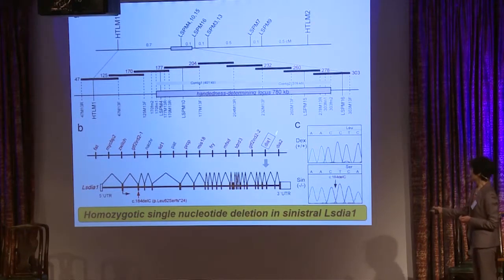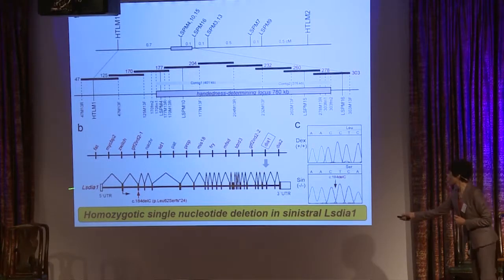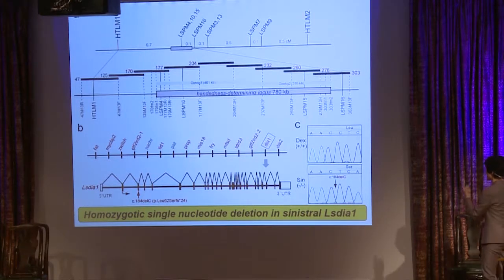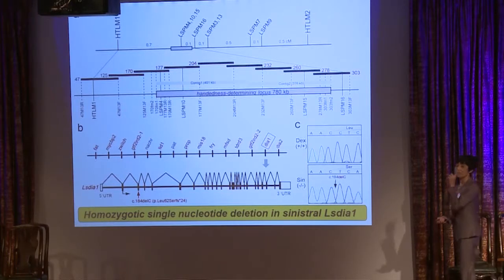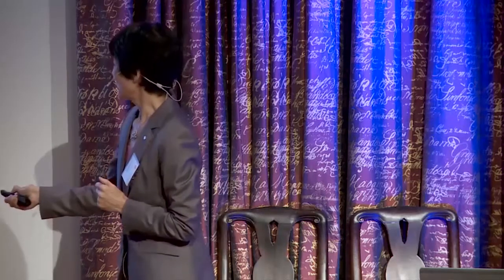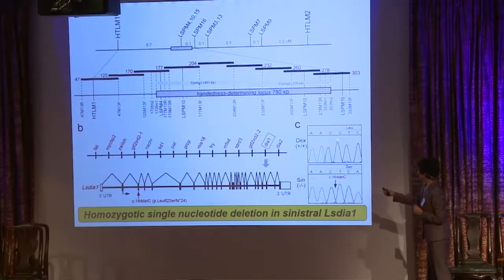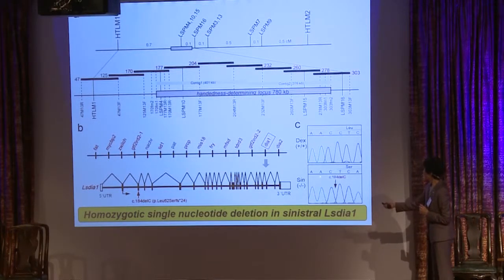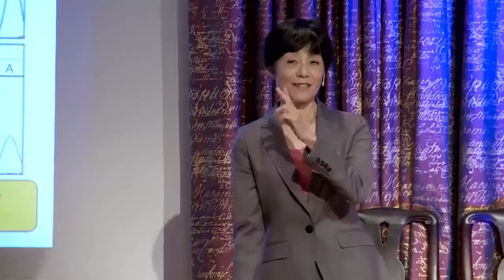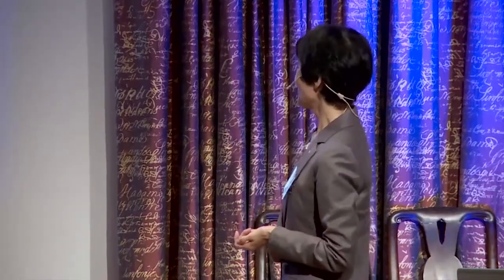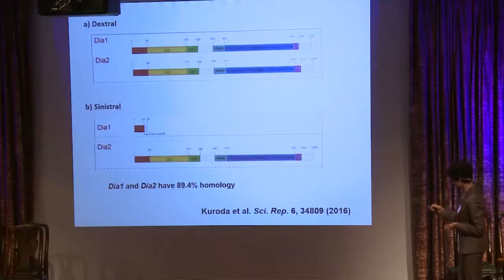And this DR1, DR2 is a tandemly repeated one. The DR1, so this is one, has a homozygous point mutation. Here, DEX has a C here, CC, AACCTC, and here AACCA. So one C is missing. This is the reason it becomes left-handed. Okay, so it's amazing.